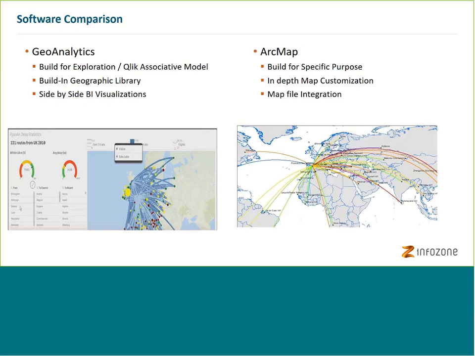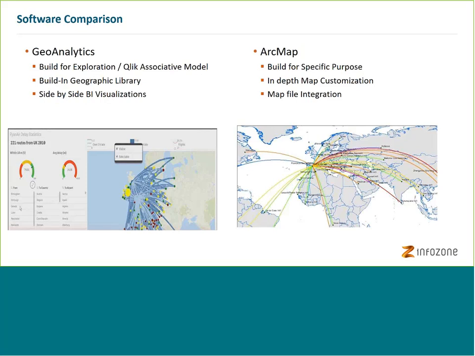Here's a high-level software comparison between a traditional mapping software, ArcGIS Desktop, ArcMap, and GeoAnalytics. This isn't really a pros and cons thing, mostly just comparing and contrasting the qualities of each. I think GeoAnalytics, and Qlik in general, is built for exploration. You can use that associative model, look for things, and explore your data.